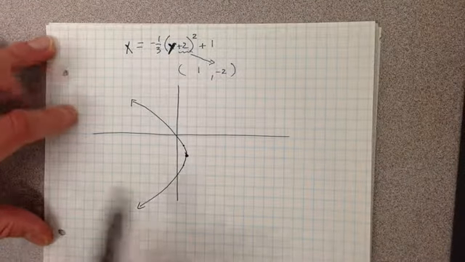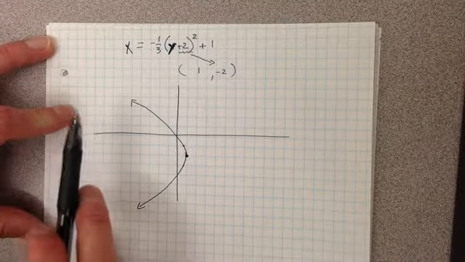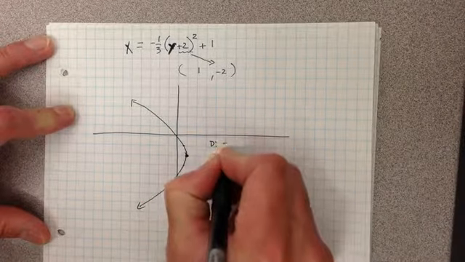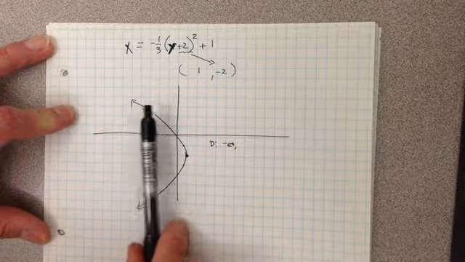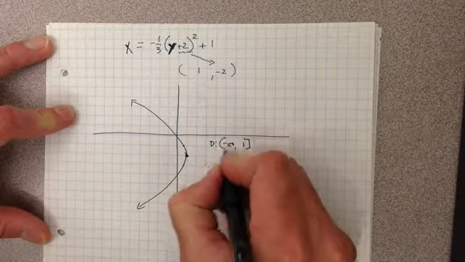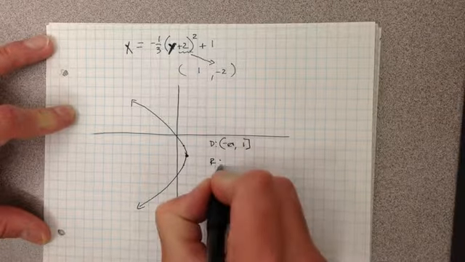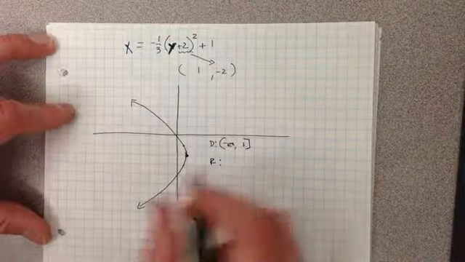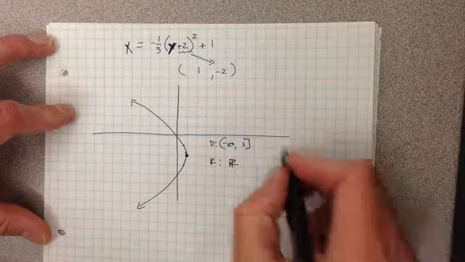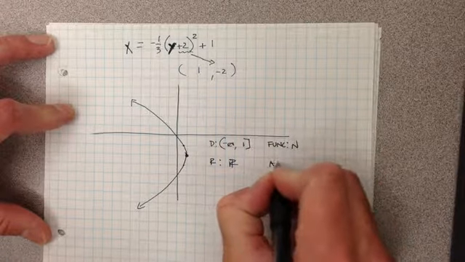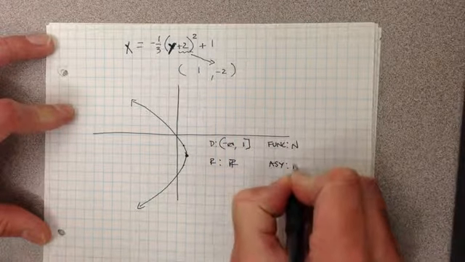Domain and range, this time domain. Working my way from the negative to the positive, I'm hitting at negative infinity, and I'm continuing on until I hit my x value of 1, and that is included. Range, bottom up, hitting it, all the way up to the top, hitting it, all real numbers. Function? No. Asymptotes? No.